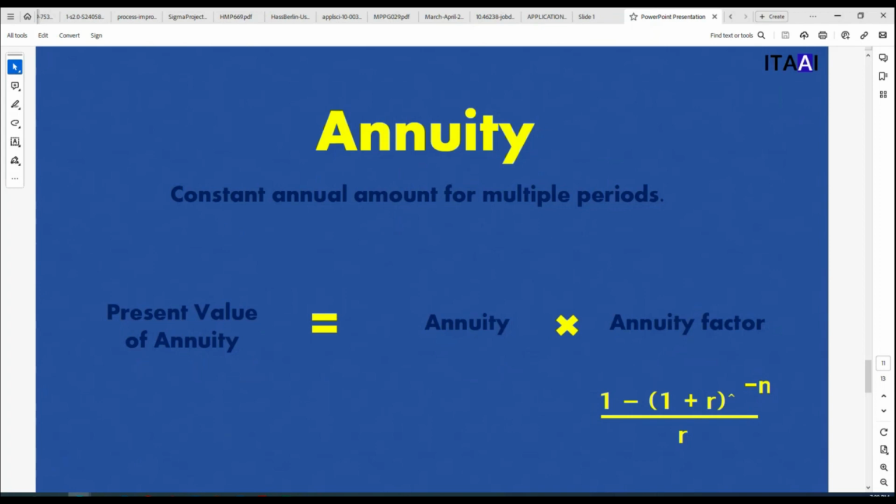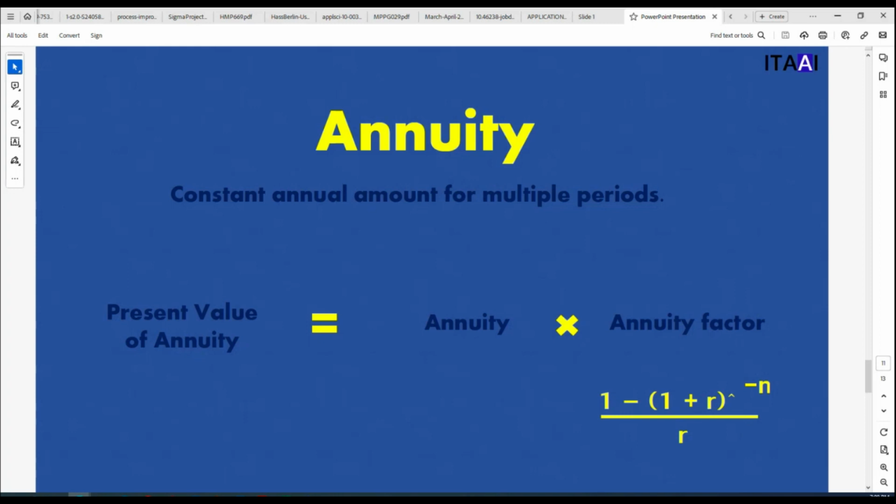Before moving forward, we've got to revise the concept of annuity. Annuity is a constant annual amount for multiple periods. So if you have invested in a project from where you will receive annual equal installments, we will call that an annuity. Now the point is how to calculate the present value of an annuity.